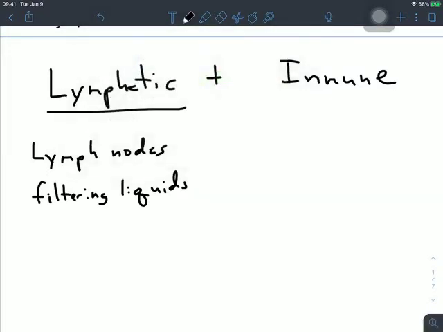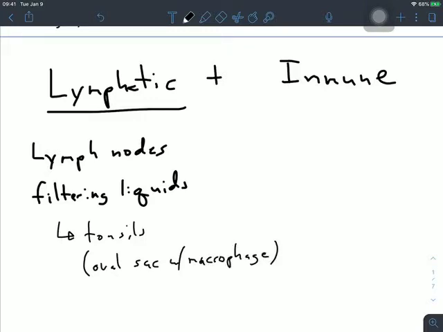The organs that you may be familiar with regarding our lymph nodes are things like our tonsils, these kind of ovalish sacs lined with macrophages. We'll talk about macrophages later on in this lecture when we go over the different cell types.